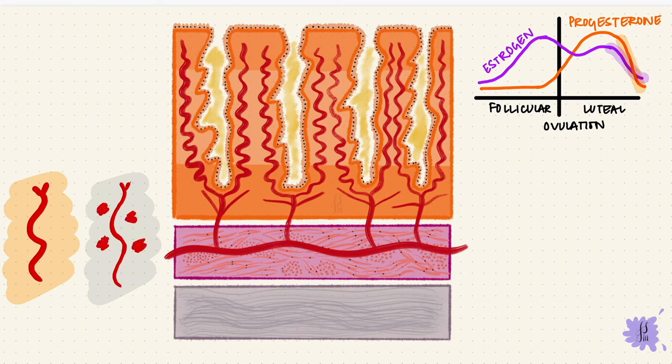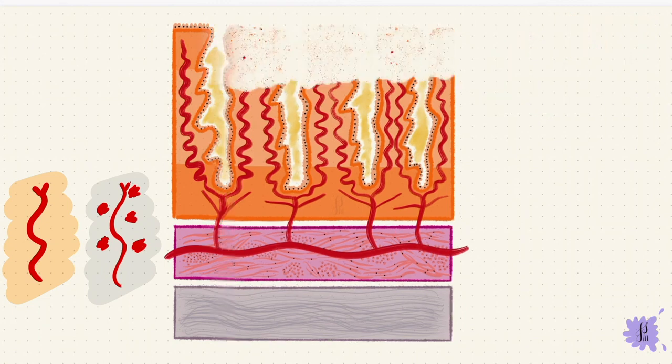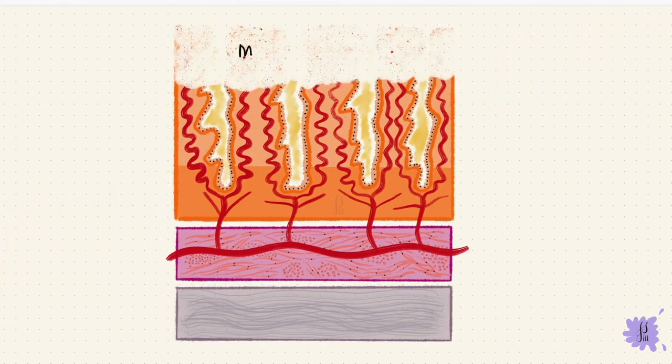This causes those necrotic layers to separate and slough off. So the epithelium and the stroma of the stratum functionalis get shed along with the superficial glands and their secretions, which can also have blood in them. And all of this forms a part of the menstrual flow.